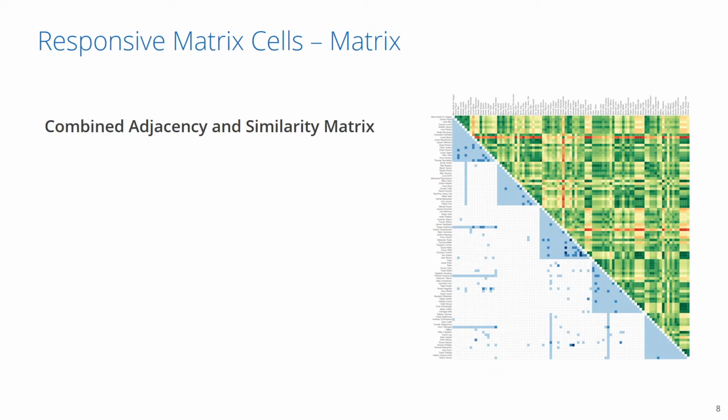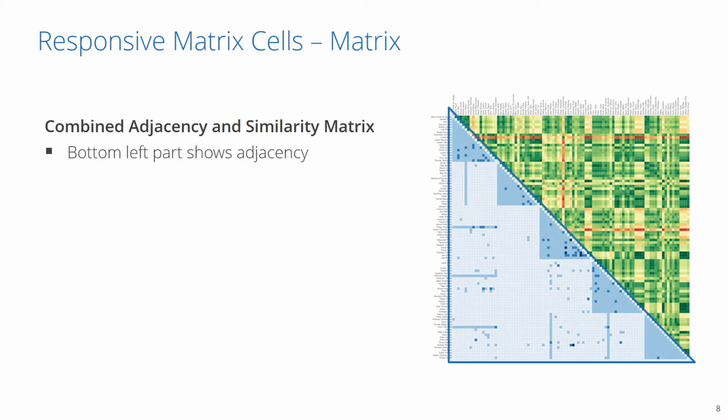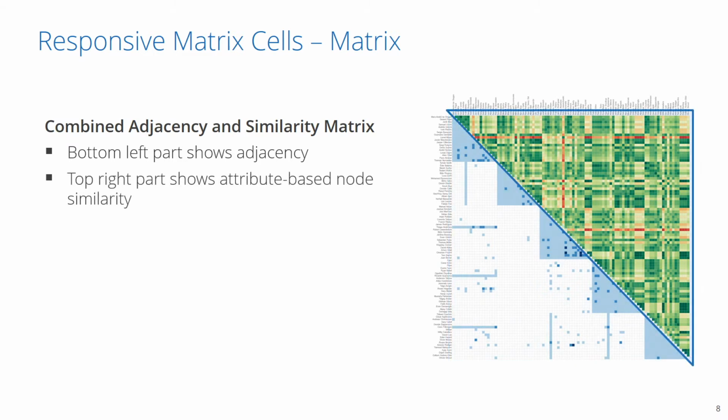So let's have a look at the matrix itself. It consists of two parts, the adjacency part and the similarity part. The adjacency part is the bottom left, showing if an edge exists between two nodes as well as its weight. This allows analysts to recognize structural patterns, such as clusters or hubs, as well as identify links with strong or weak connections. The top right part shows the attribute-based node similarities for each node pair, thus a calculated measure such as the Euclidean distance across all node attributes.